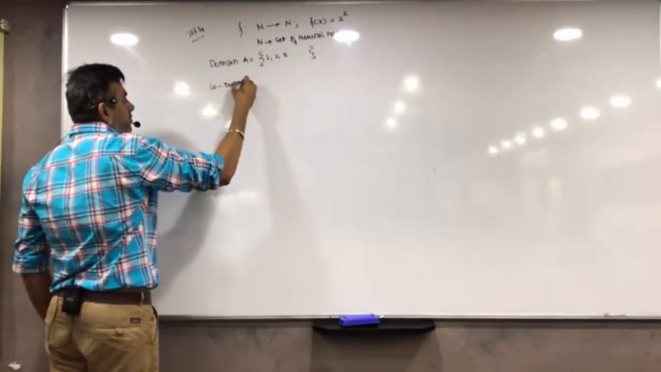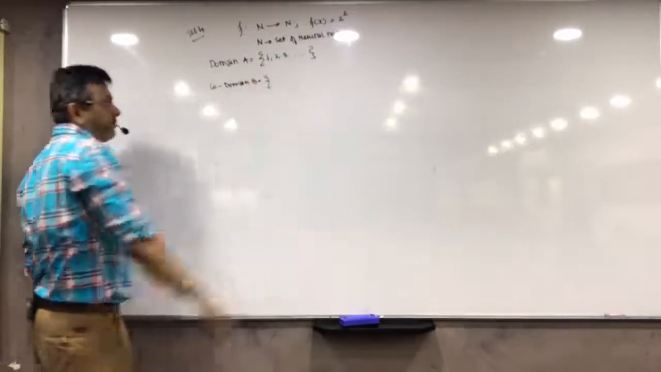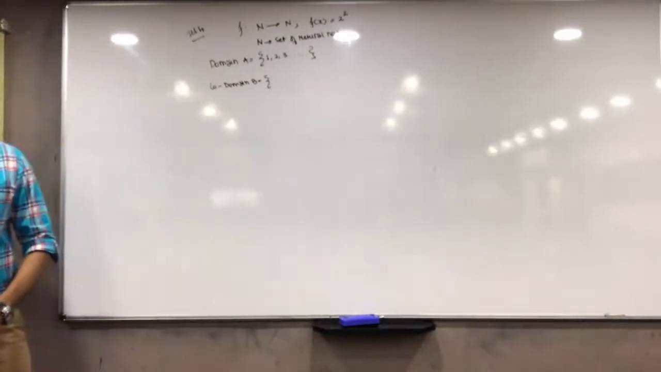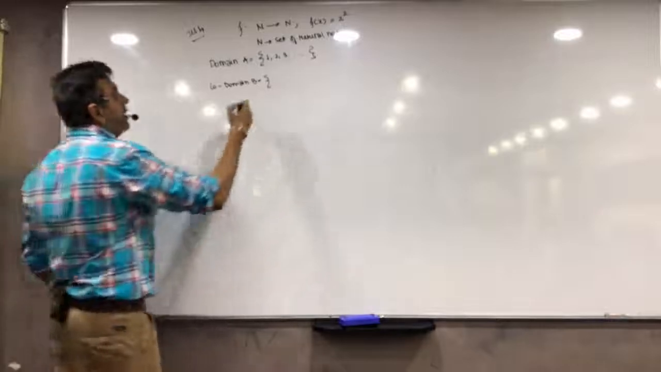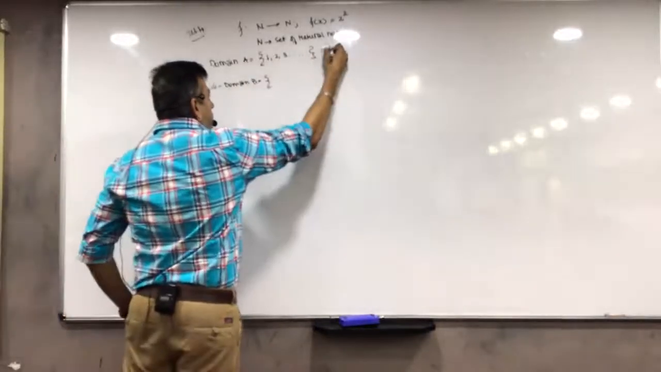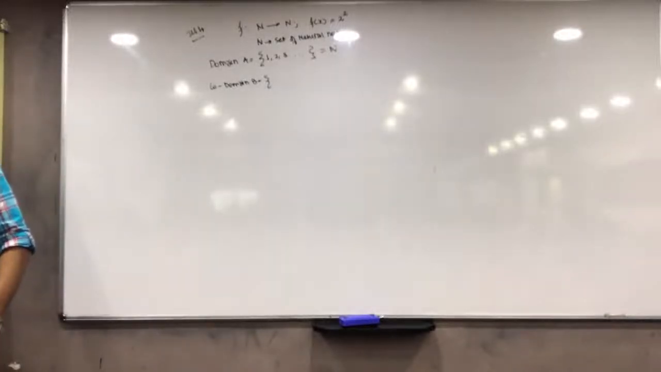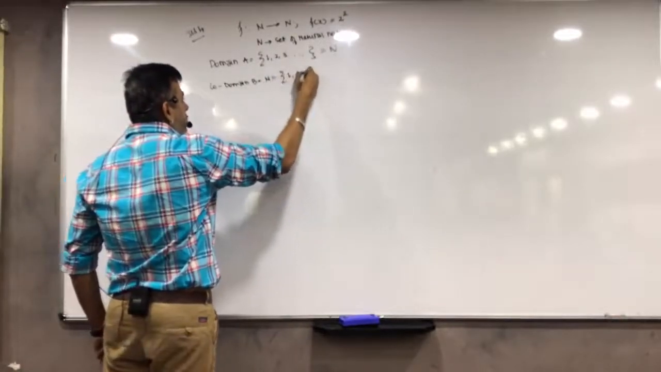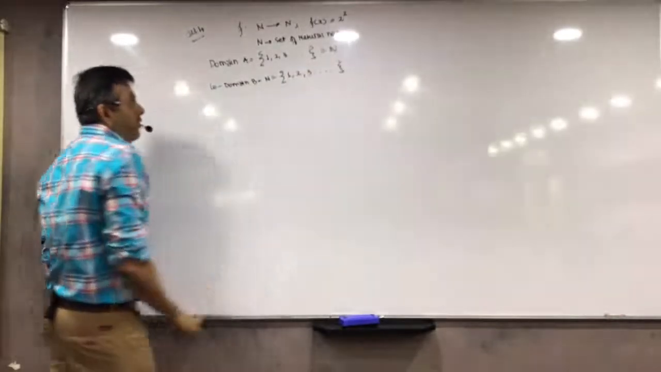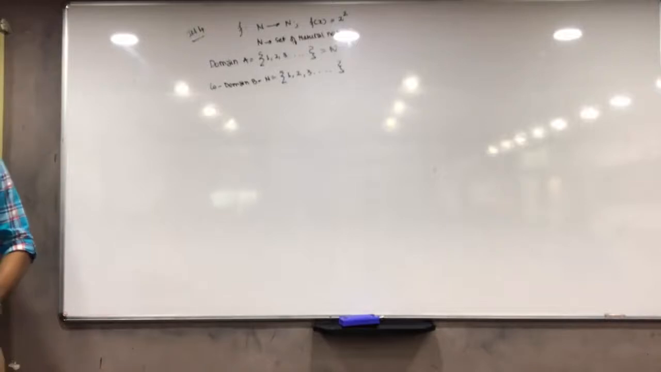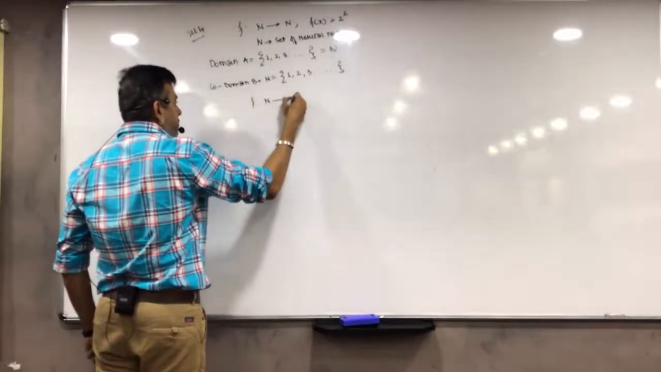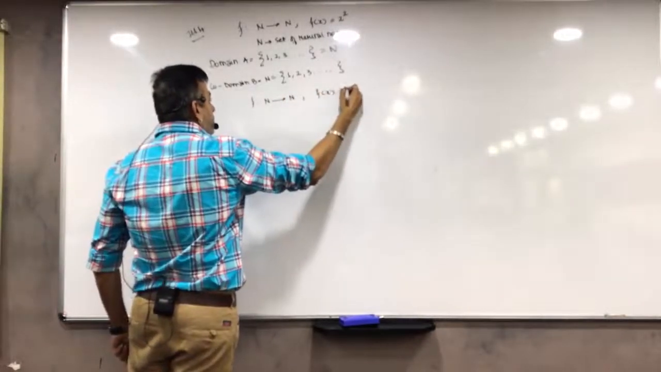Codomain B. What? I took A, okay, it is equal to N only. Here I took D and B, but I need to take A and B, so no problem, right? Then B is also equal to N, again 1, 2, 3. Now f of x is equal to x square. Function from capital N to capital N, f of x is equal to x square.